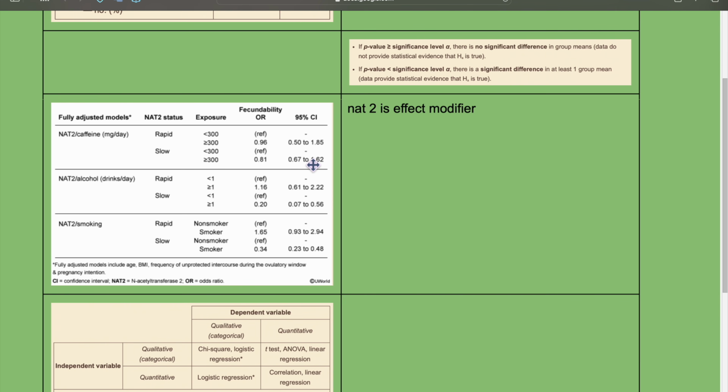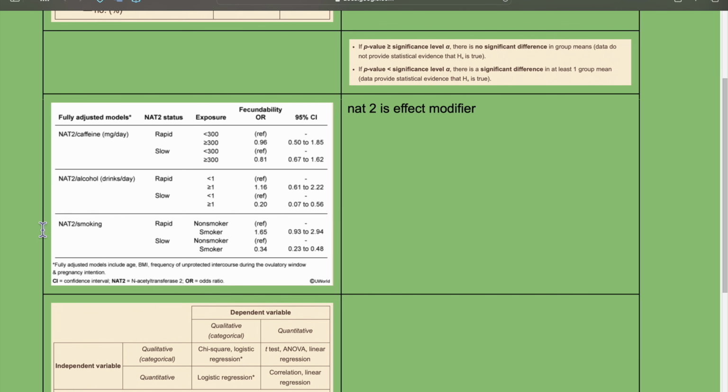0.67, and this is also null. This is also null. This does not include 1. I mean, this does include 1, and this does not. So the only ones that are significant findings here are NAT2 and smoking, slow, and NAT2 and alcohol, slow.